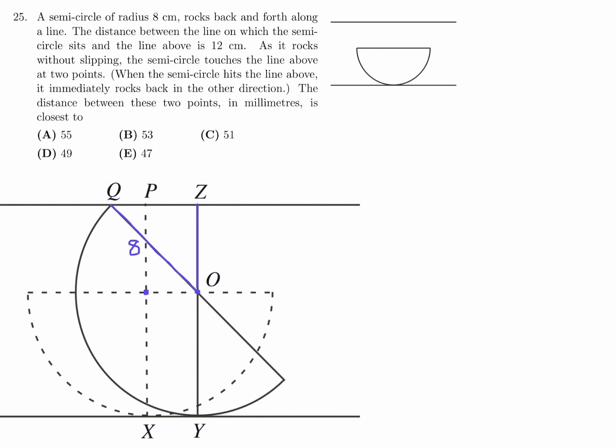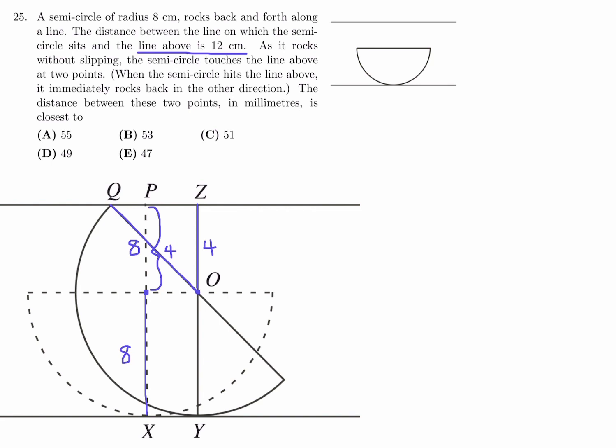You know that from this point till the bottom is just the radius, and that's going to be 8. And they tell you that the line above is 12 centimeters. So that means that P all the way to the bottom is 12. So that means that this distance is 12 minus 8, which is 4. And therefore OZ will also be 4.